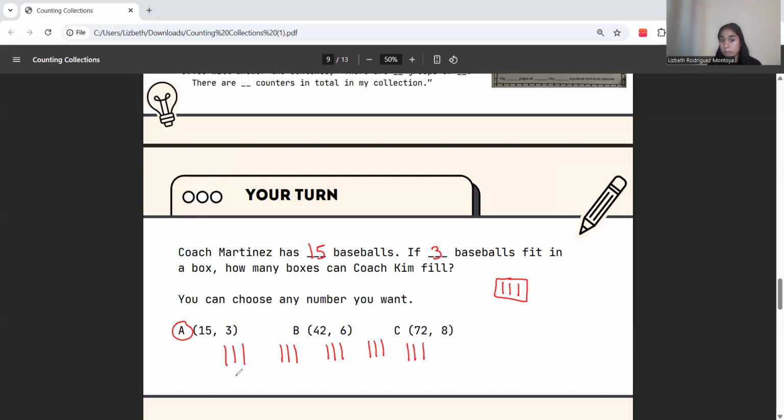So how many groups are there? 1, 2. Oh, sorry about that, guys. Take my pencil. 2, 3, 4, 5. There are 5 groups. So how many boxes can Coach Kim fill? 5 boxes.